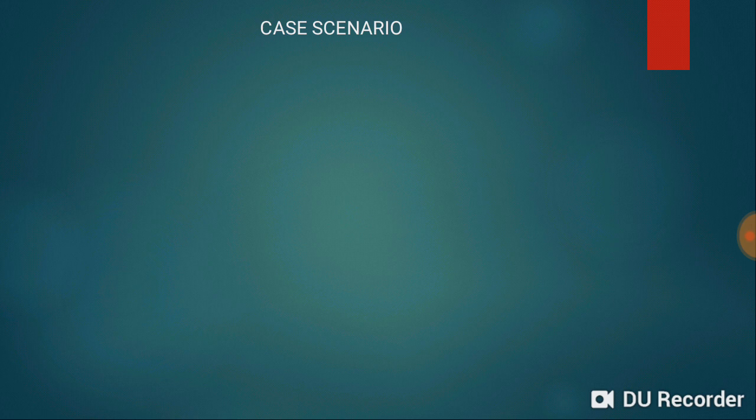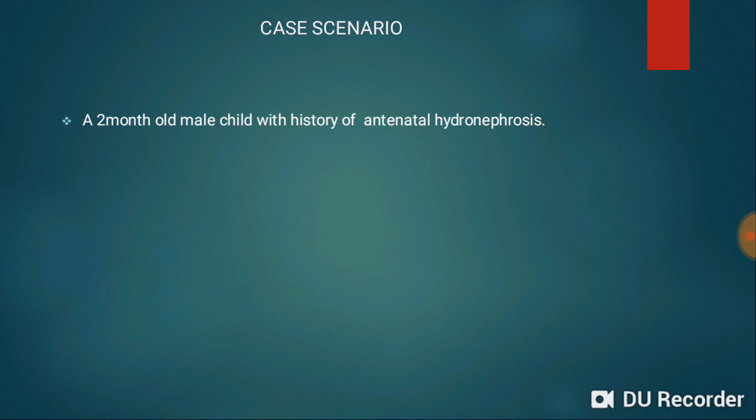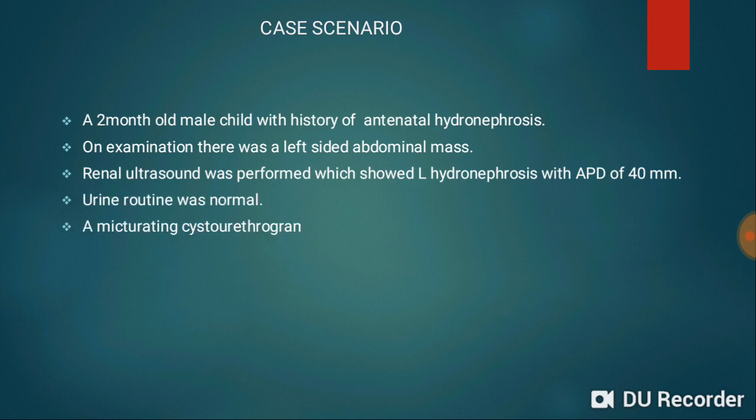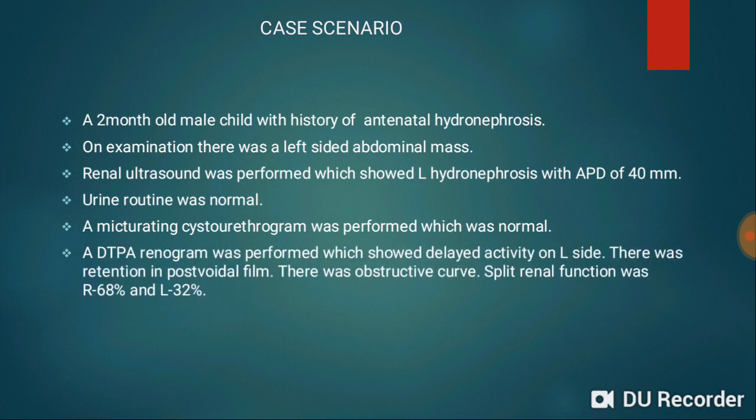Now coming to a case scenario, this is what we encounter in our OPD. There can be a 2-month-old child presenting with a history of antenatal hydronephrosis. On examination, there was a left-sided abdominal mass. Renal ultrasound showed left hydronephrosis with an anteroposterior diameter, APD, of 40 millimeters. Urine routine was normal. A micturating cystourethrogram, MCU, was performed, which was normal. A DTPA renogram showed delayed activity on the left side. There was retention in the postvoid film and an obstructive curve. Split renal function on the right side was 68% and on the left side 32%.